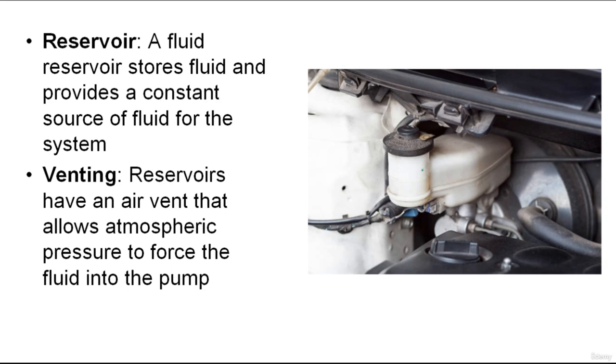A transmission dipstick placed within the filler tube is typically used to check the level of the fluid and to add ATF to the transmission. All reservoirs must have an air vent that allows atmospheric pressure to force the fluid into the pump. When the pump creates a low pressure at its inlet port, the pans of many automatic transmissions vent through the handle of the dipstick. Others rely on a vent in the transmission case.